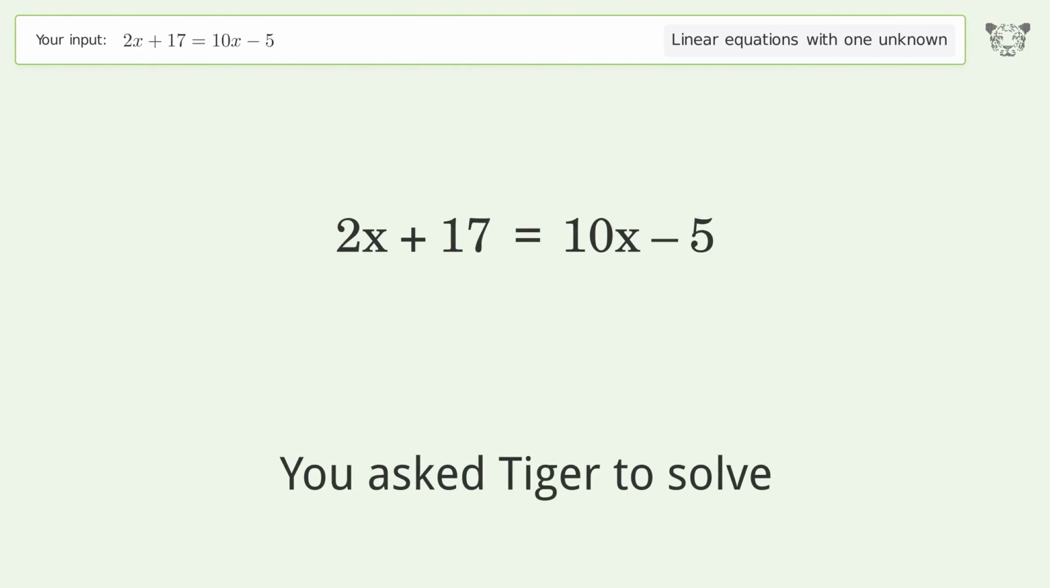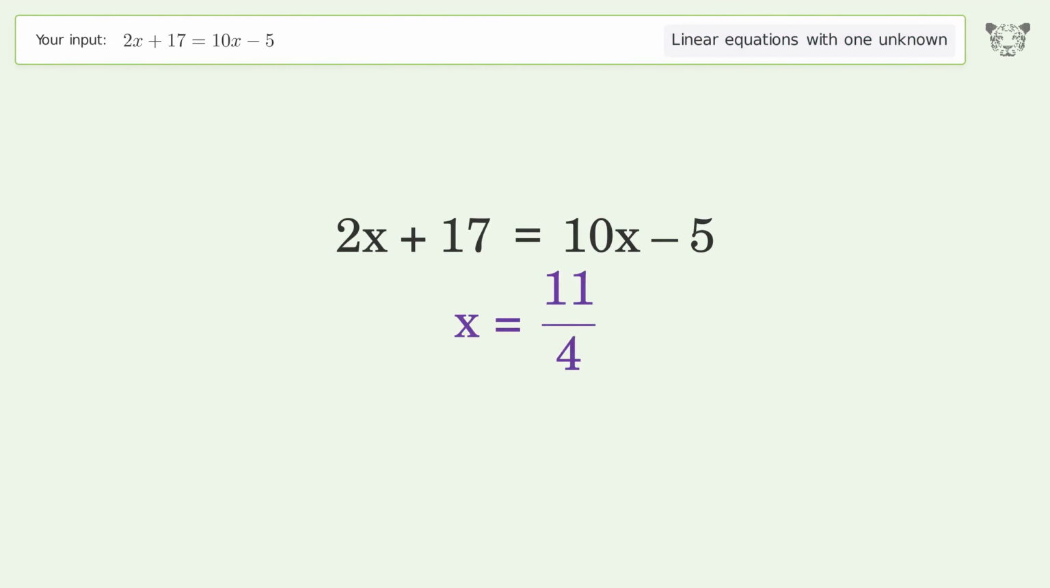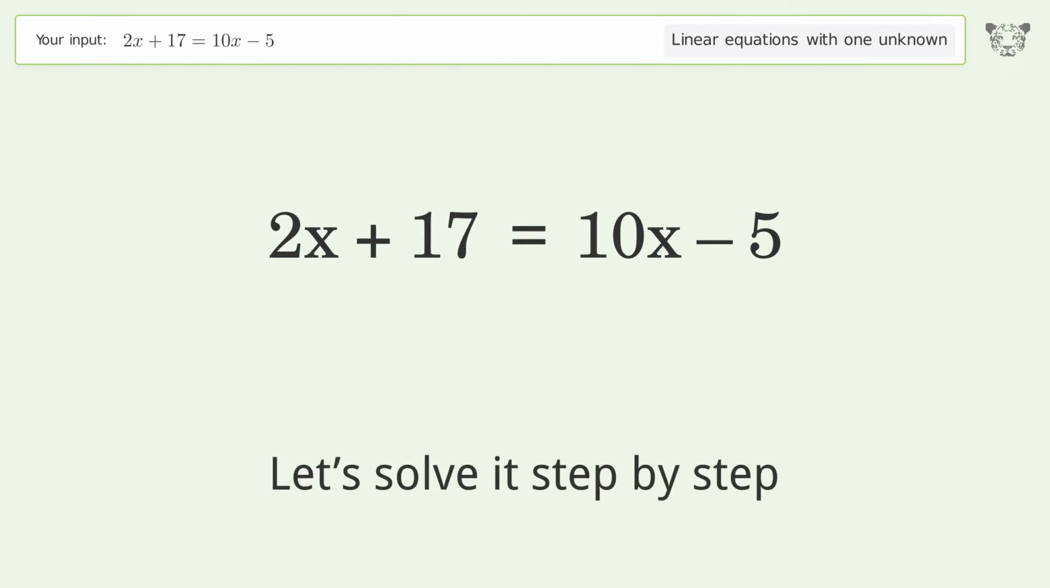You ask Tiger to solve. This deals with linear equations with one unknown. The final result is x equals 11/4. Let's solve it step by step.